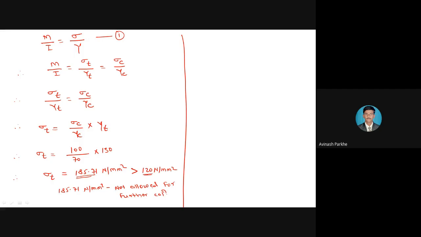Means what we have taken by using the combination sigma t upon yt is equal to sigma c upon yc. In that particular equation, I have put the value of sigma c, which is given in the statement. I have calculated sigma t 185.71. But this 185.71 Newton per mm square, this value is greater than our given value of 120. Therefore, this 185 is not allowed for further calculation.